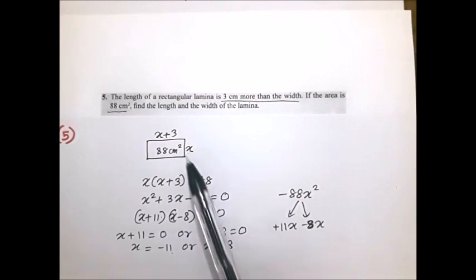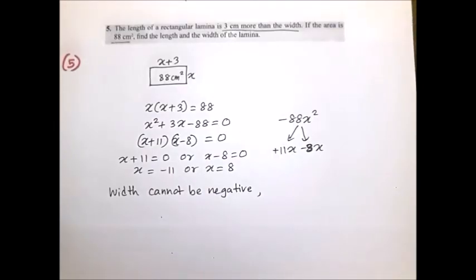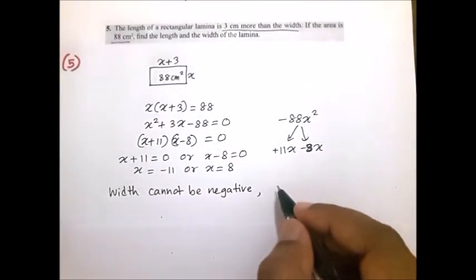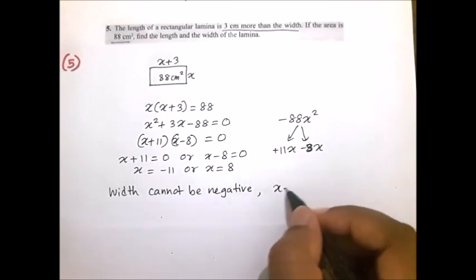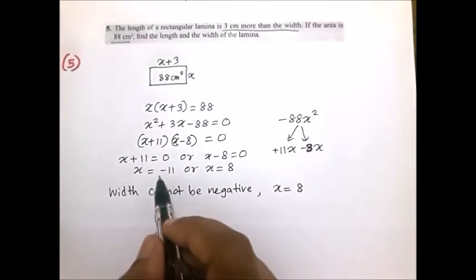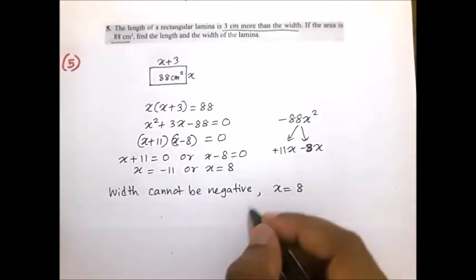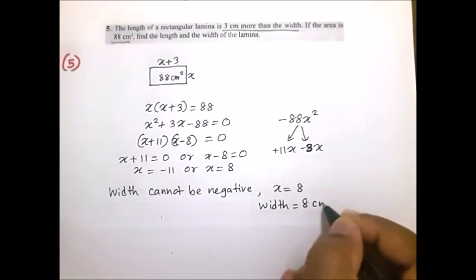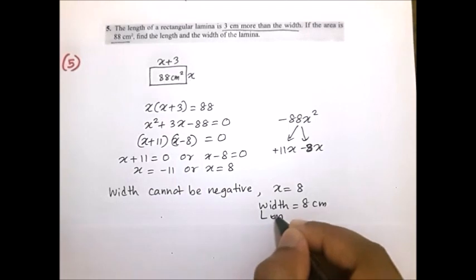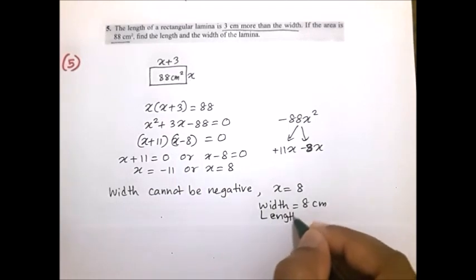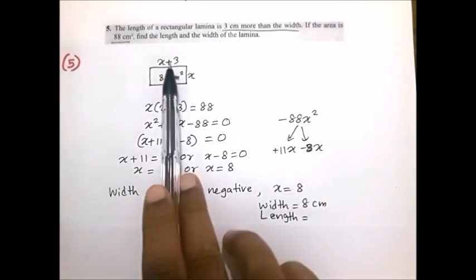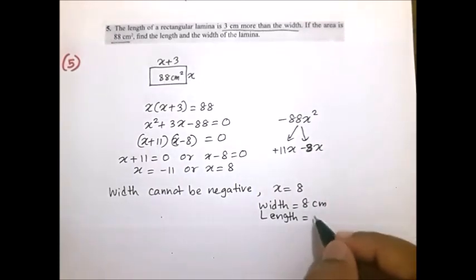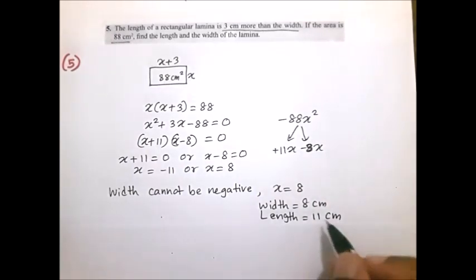But here x is a width. Width cannot be negative, therefore x equals 8. Reject this one, negative value. So width is 8 centimeters. Then length is x plus 3. You have to add 3 to here. It is 11 centimeters. This is the answer for the 5th question.